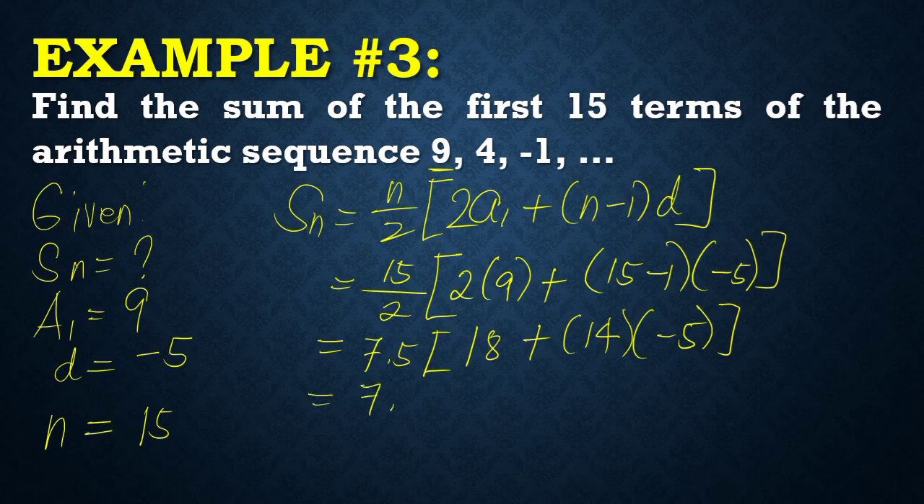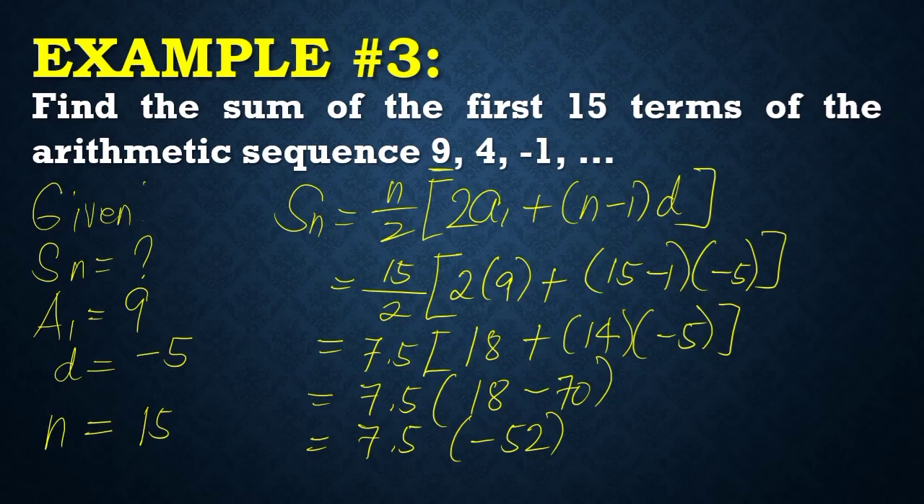Next, 7.5 times the product of 14 and negative 5, which is negative 70. So the difference between 18 and 70, that is negative 52. So the sum of the first 15 terms is the product of 7.5 and negative 52, which is negative 300.